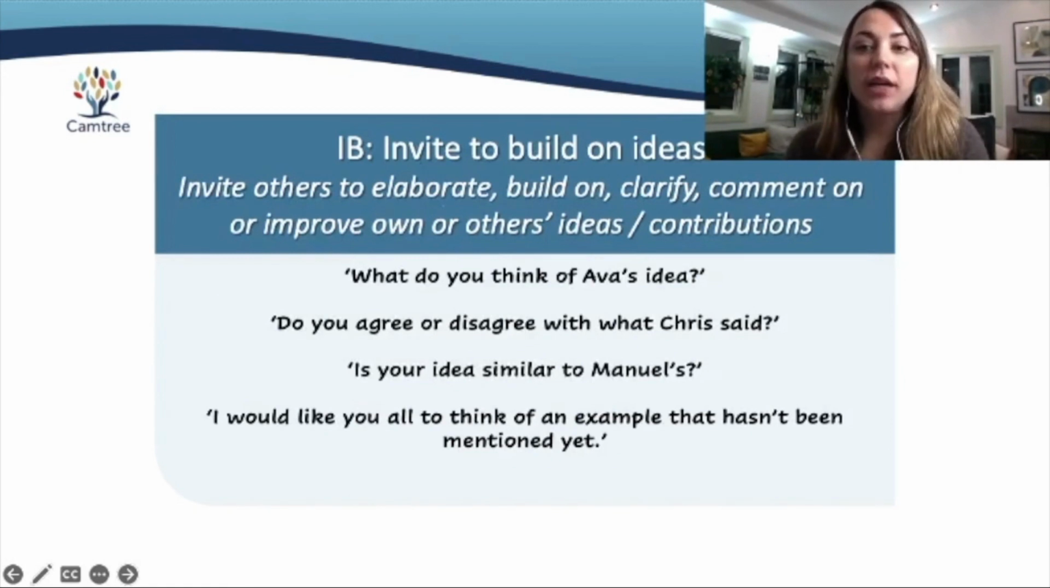So the category invite to build on ideas is when a teacher or another student explicitly asks someone to build on another person's idea. Some examples of this code are included on the screen here, like, what do you think of Ava's idea? Do you agree or disagree with what Chris said? Is your idea similar to Manuel's? I would like you all to think of an example that hasn't been mentioned yet.